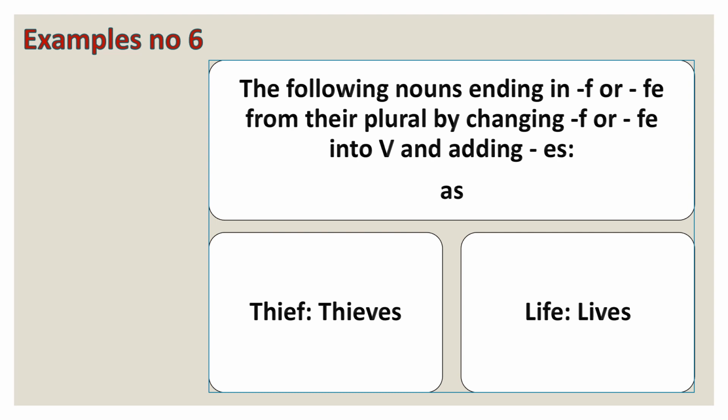Number 6. The following nouns ending in f or fe form their plural by changing f or fe into v and adding es, as thief. We will drop f and add ves and it will become thieves. Life. We will drop f and we will add ves and it will become lives.